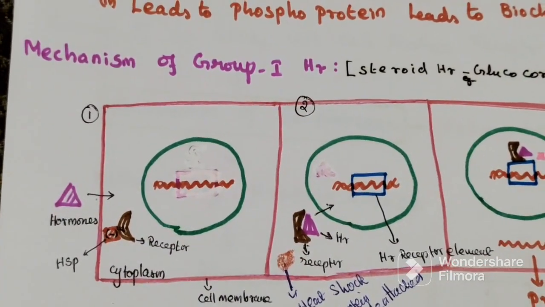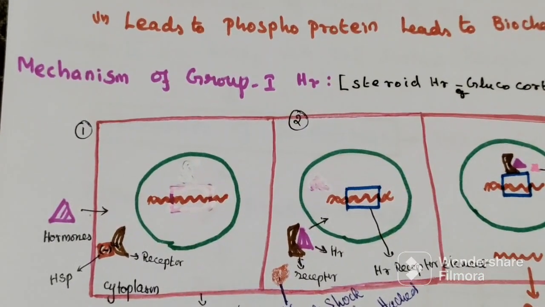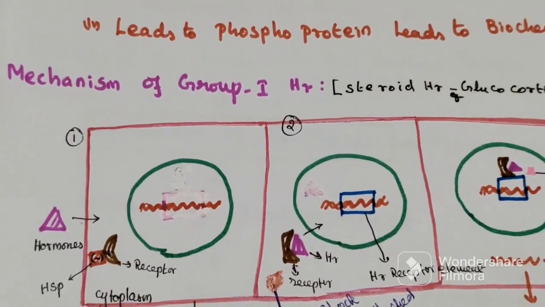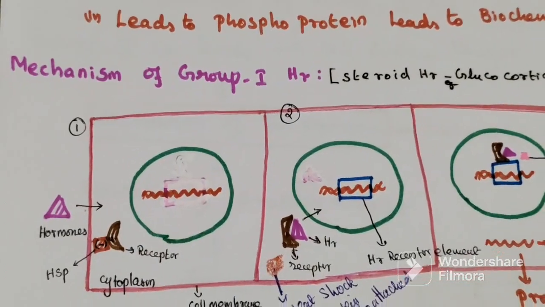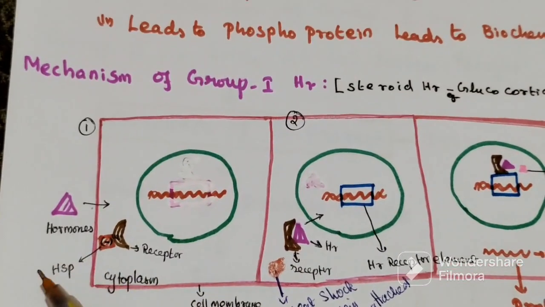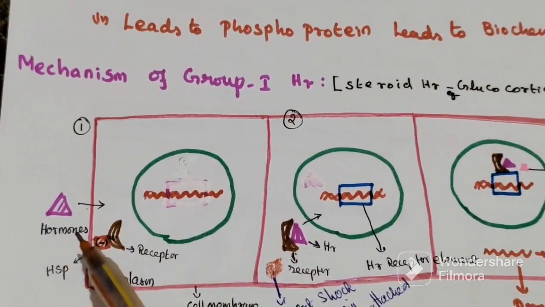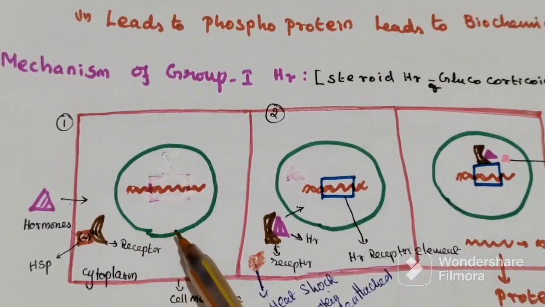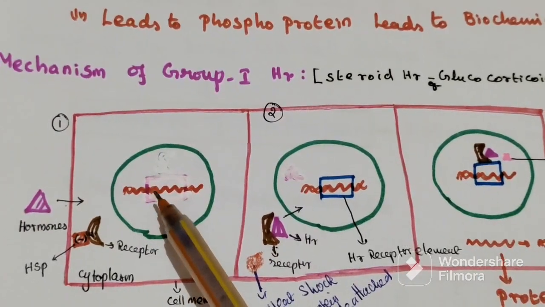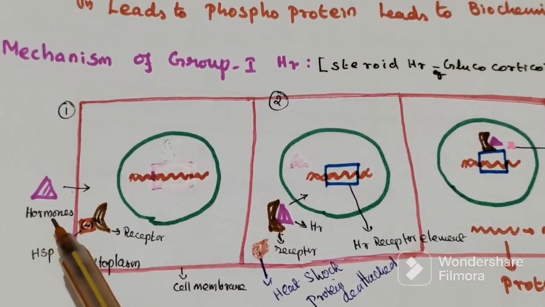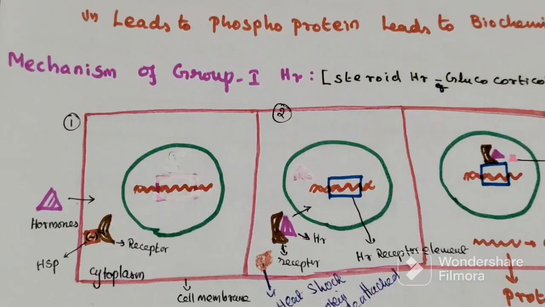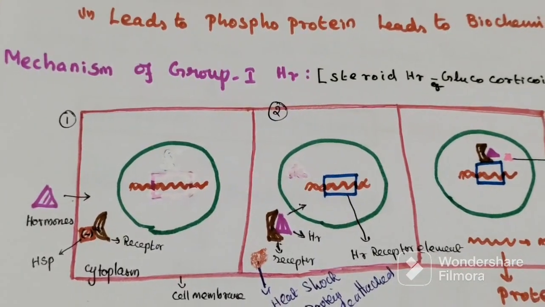Now discuss the mechanism of group 1 hormones. It acts on an intracellular receptor by forming a hormone receptor complex. Consider a cell membrane. This one is the hormone or ligand, which can travel to that cell membrane. This is the nucleus, containing nucleic acid, genetic material, DNA. This hormone is lipophilic in nature, so it easily travels across the cell membrane.